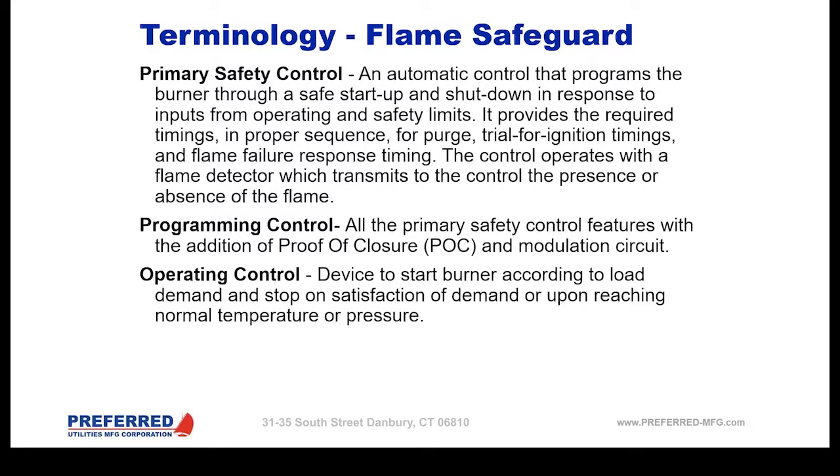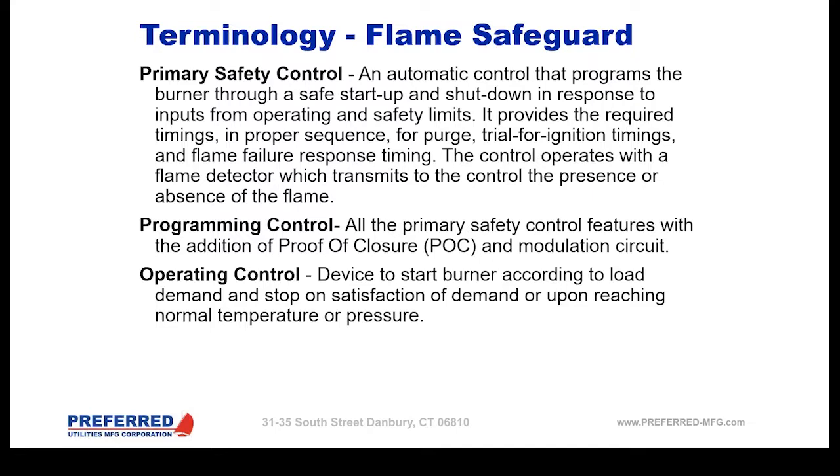Now, the primary safety control is basically an automatic control that programs the burner through a safe startup and shutdown in response to the inputs from the operating and safety limits. It provides the required timings in proper sequence for purge, trial for ignition timings, and flame failure response timing. The control operates with a flame detector, which transmits to the control the presence or absence of flame. Now, a programming control has all of those features and capability, but it also will add the proof of closure input to make sure that our fuel valves are closed before we call for them to open.